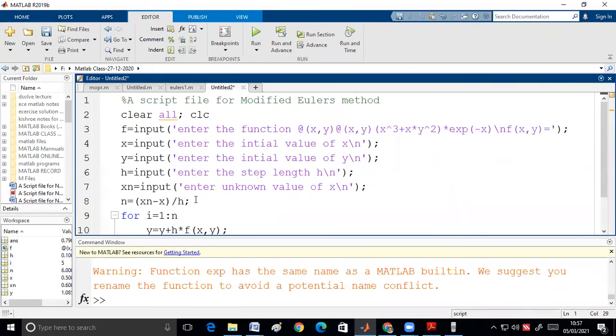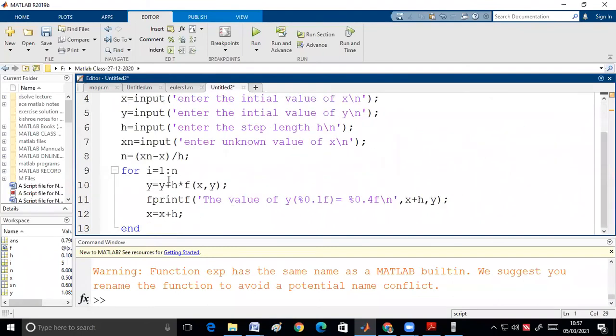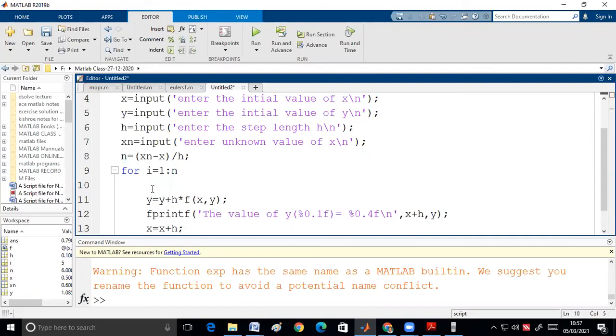Now, observe, very important. We will repeat the same process n times. For this purpose, n equals xn minus x by h. Now the for loop is 1 to n, same procedure. I will write some steps. This is the Euler method. This is a comment line.